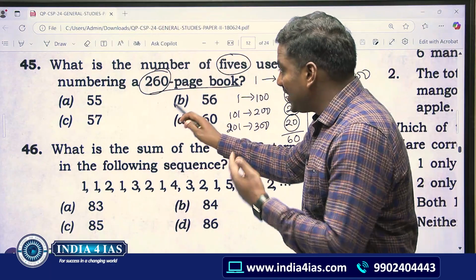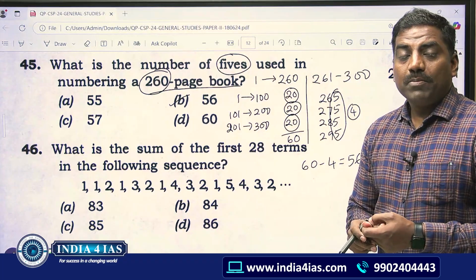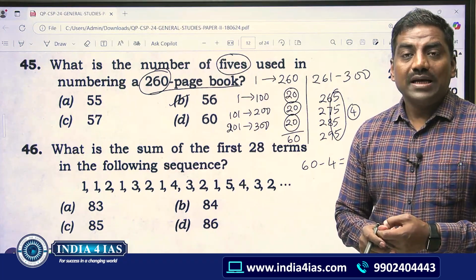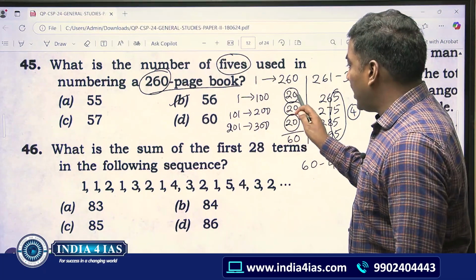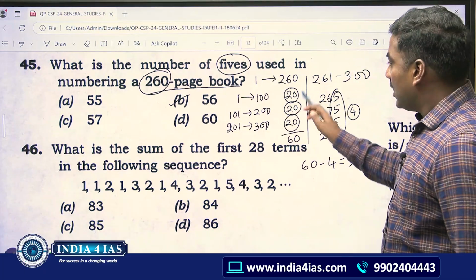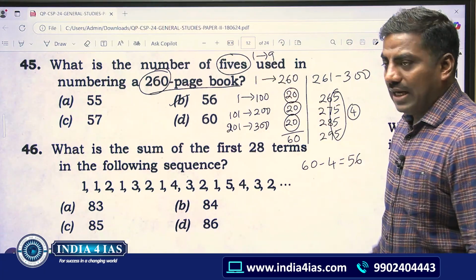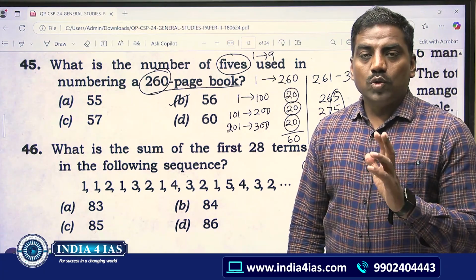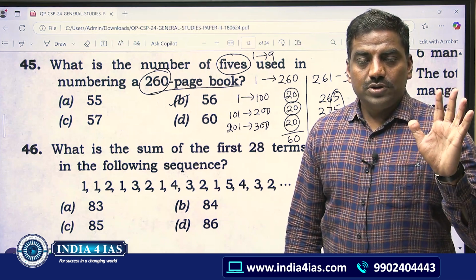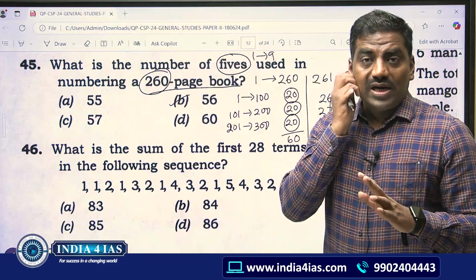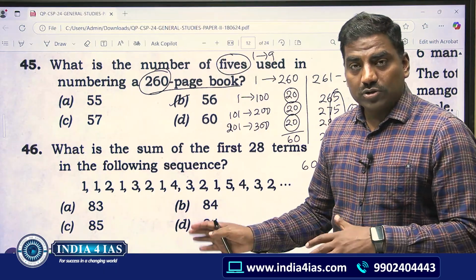So 56 times we are going to use 5s in the book which contains 260 pages. Here you have to just remember this one. From 1 to 100, any number from 1 to 9, not just 5, please have this shortcut. Between 1 to 100, it will come 20 times. Again 101 to 200, 20 times. Like that, you have to know and proceed like that.